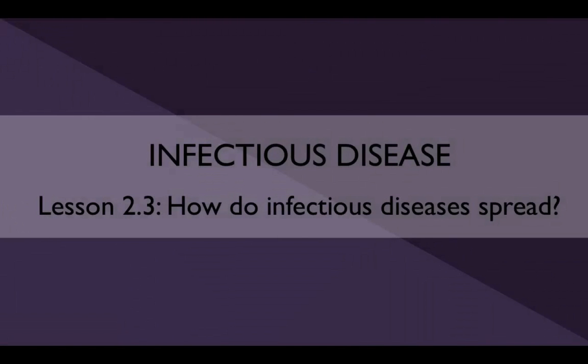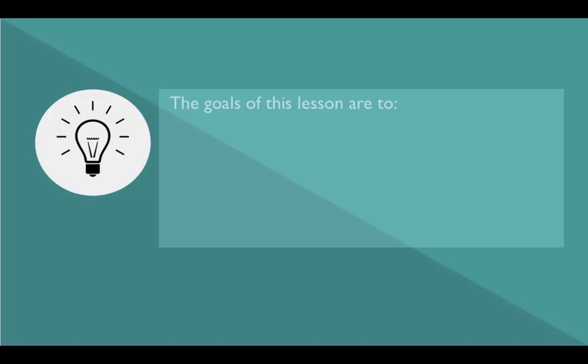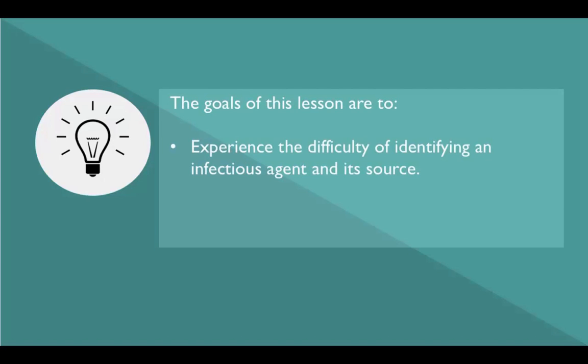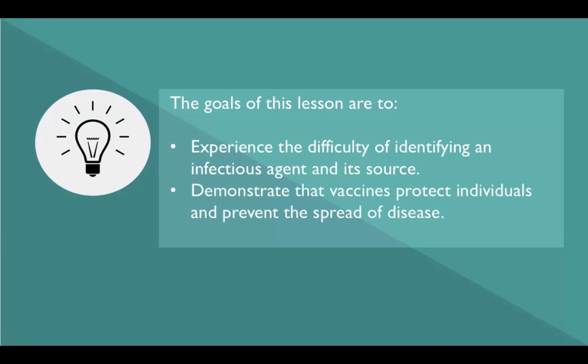Welcome to Infectious Disease Lesson 2.3, How do Infectious Diseases Spread? The goals of this lesson are to experience the difficulty of identifying an infectious agent and its source, and demonstrate that vaccines protect individuals and prevent the spread of disease.